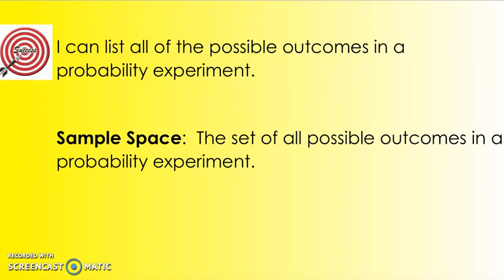Our target today, or one of our targets today, is I can list all the possible outcomes in a probability experiment. And what that means, to list all the possible outcomes, is it's called sample space. So basically what you're doing is either making a list or making a tree diagram, and I'll show you what that is. But you're trying to list all the different things that could possibly happen for a certain event.